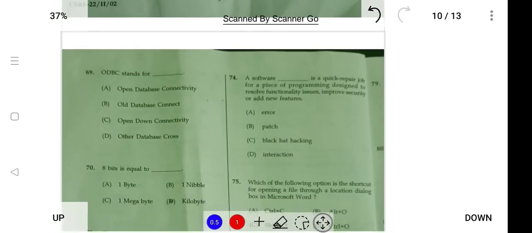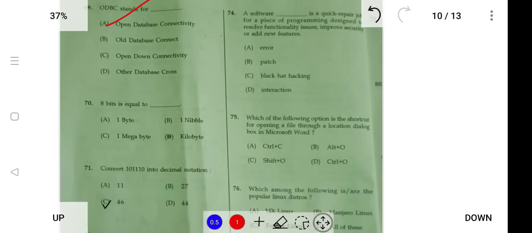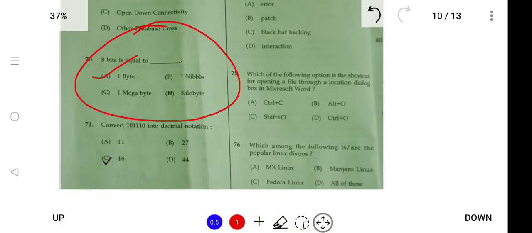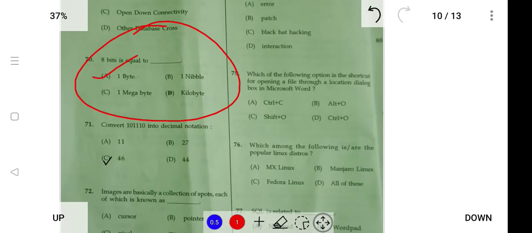A is equal to 2, pen is equal to 38, so student is 110. Laser printer is a non-impact printer. ODBC stands for Open Database Connectivity. 8 bits is equal to, so this question has been done in the previous lesson also, it is 1 byte. Convert 101110 into decimal, it is 46.